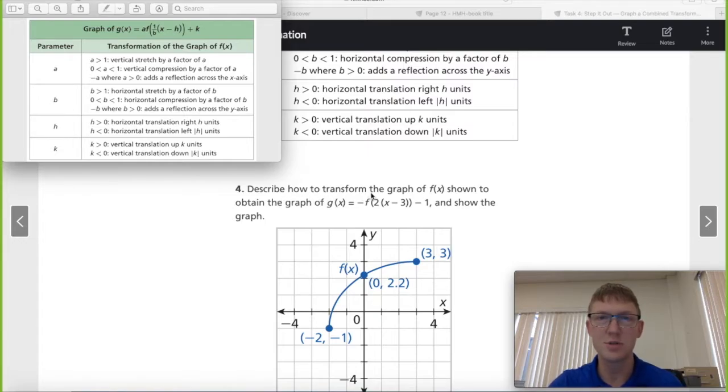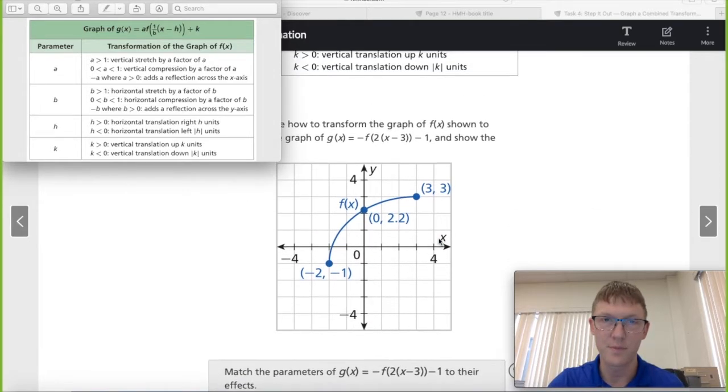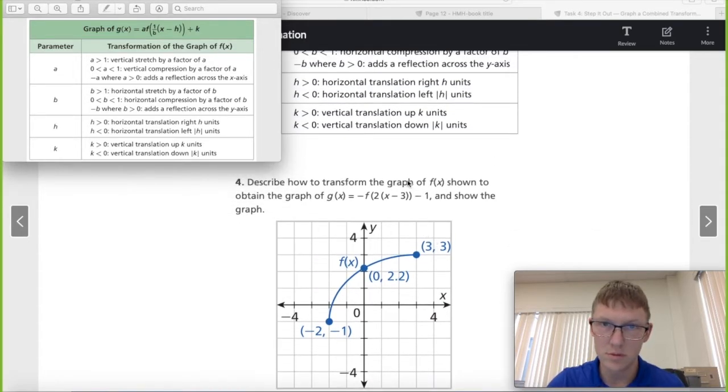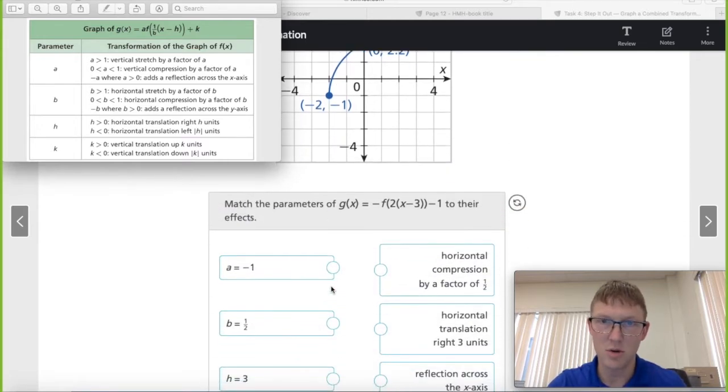Describe how to transform the graph of f of x shown to obtain the graph of g of x equals negative f of 2 of x minus 3 quantities, whatever, and then minus 1 on the outside, and show the graph. So I believe this is f of x. So we need to do all of these things to show it.